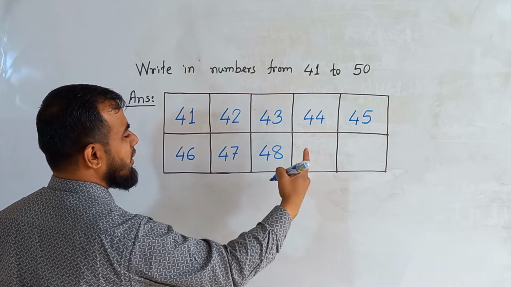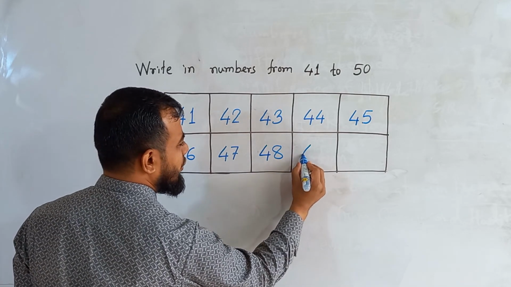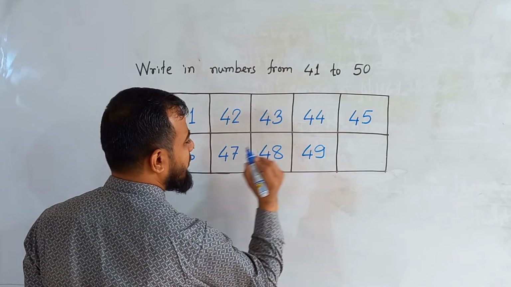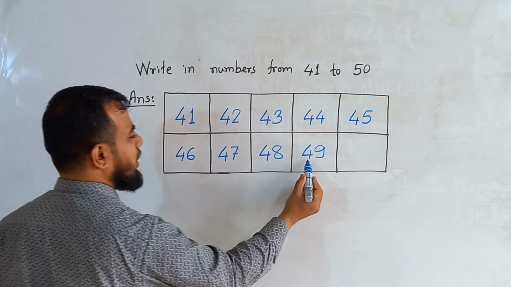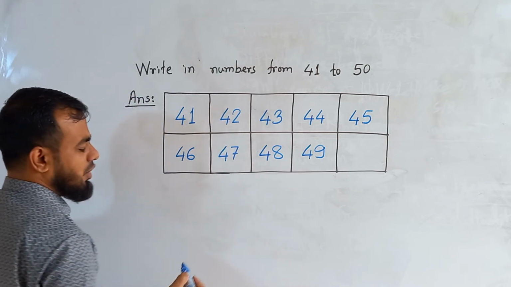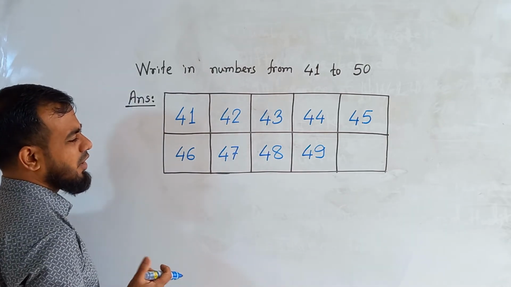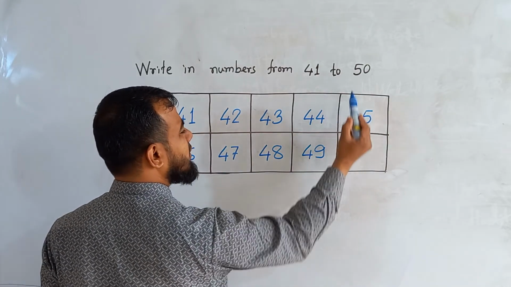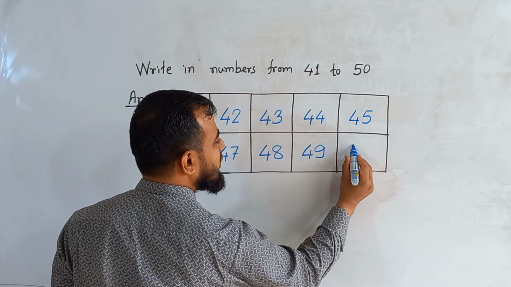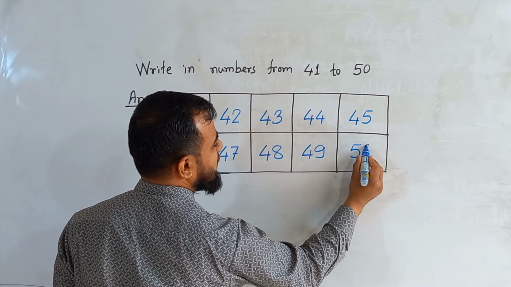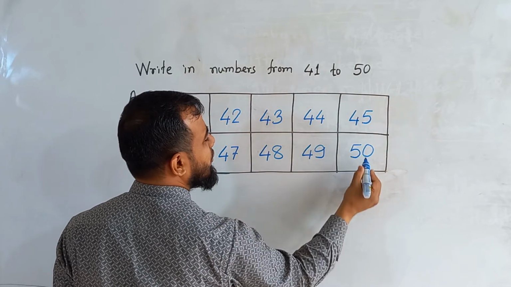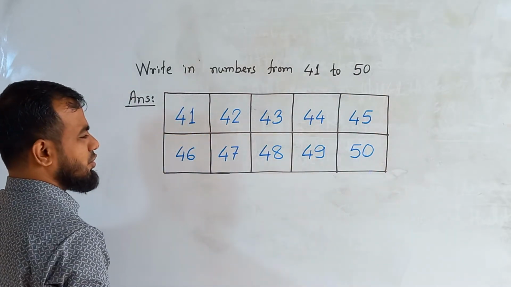After 48, the number is 49. 4 and 9 makes the number 49. After 49, the number which comes is 50, which is our last number of today's topic. It's 5 and 0, which makes the number 50. 50 is given here. We can write it by watching from the question.